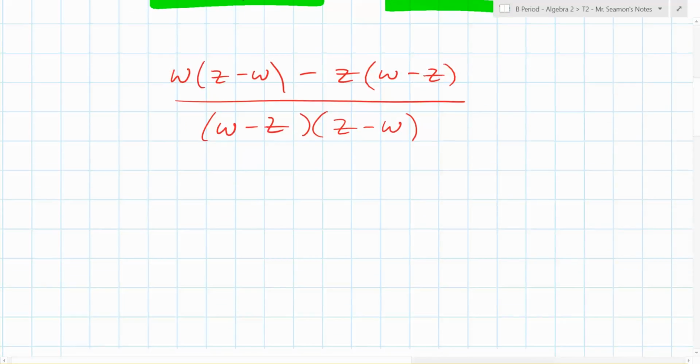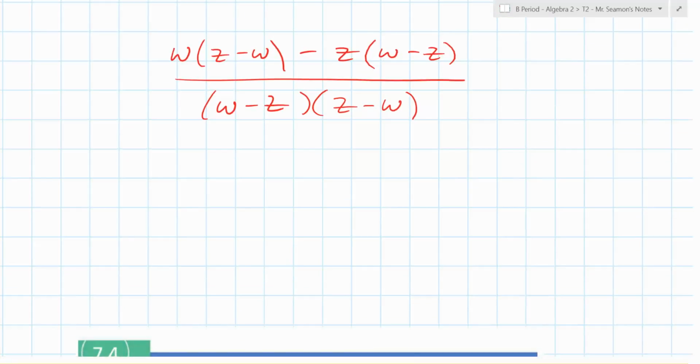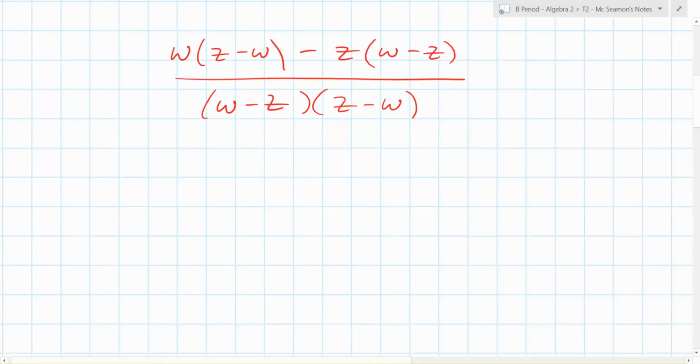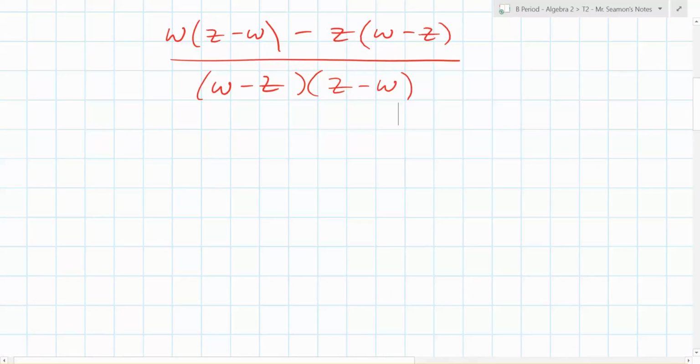So at this point, what should you do to try to simplify? Distribute on the top. Correct. Remember, don't multiply out the bottom unless you absolutely have to. And you do not have to at this point. Multiply out the top, and what do you end up with? WZ minus what? Z squared. W squared minus ZW plus what? Z squared, all over the same thing.